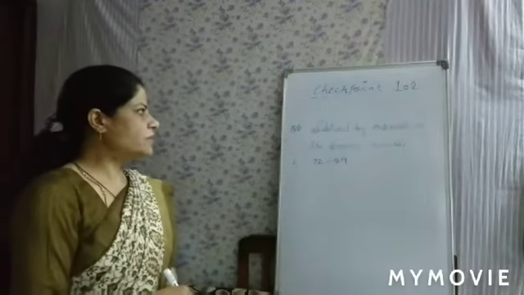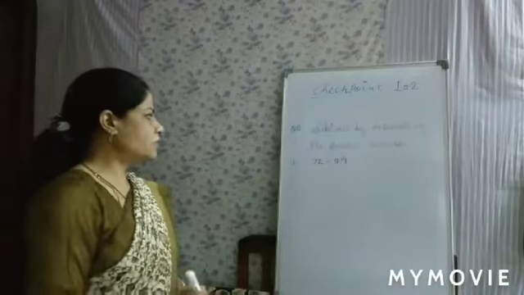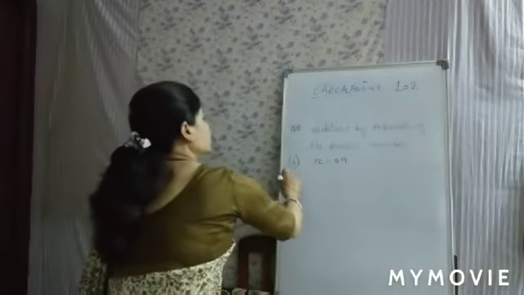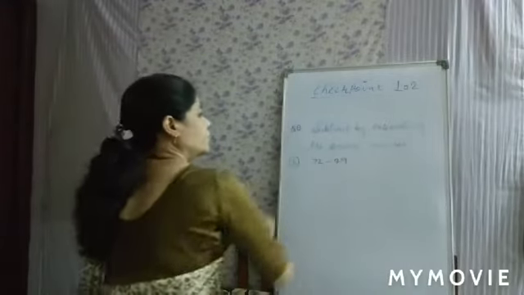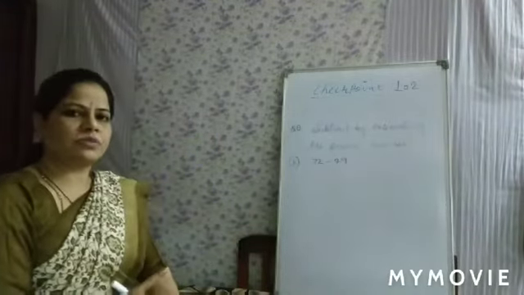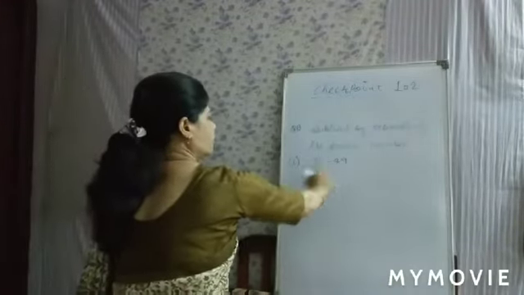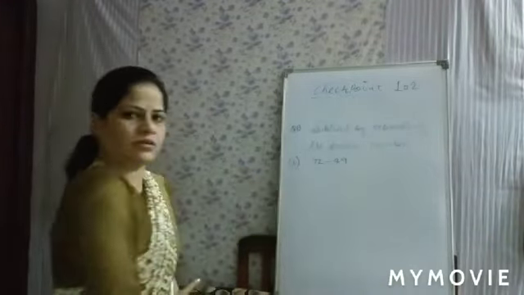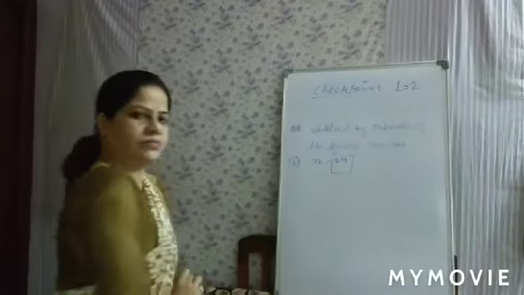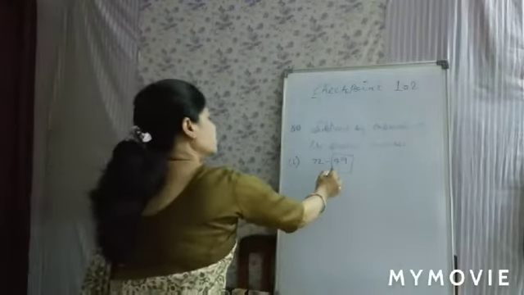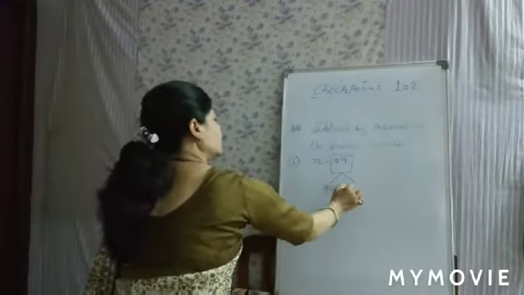Now question number B is subtract by expanding the smaller number. The first one, 72 minus 49. You have to subtract 49 from 72, but according to the question, first you have to expand the smaller number. So which is the smaller number here, 72 or 49? 49 is the smaller. So you have to expand 49. How can you expand it? You can write 49 as 40 plus 9.